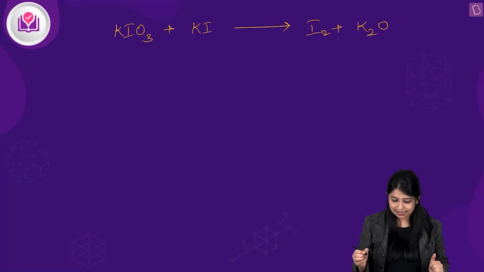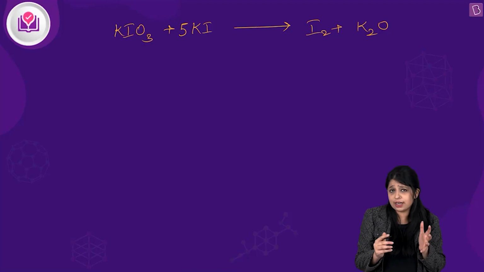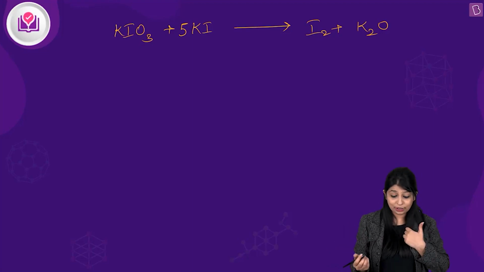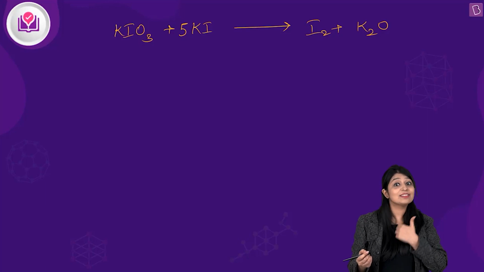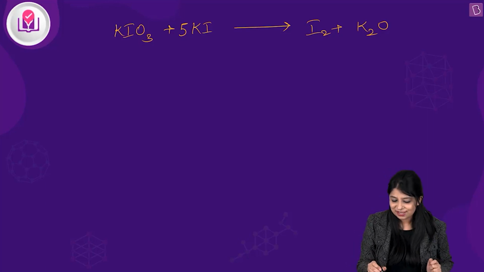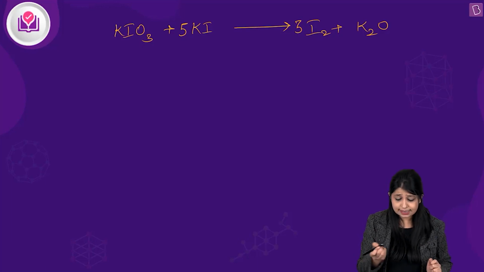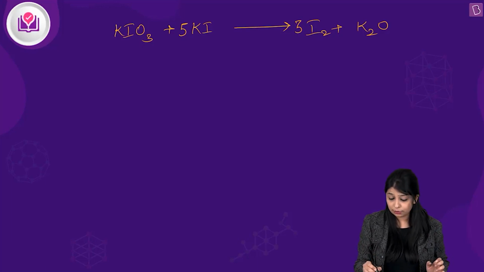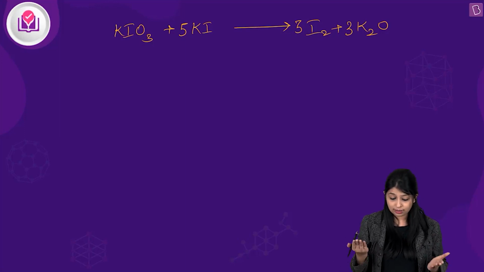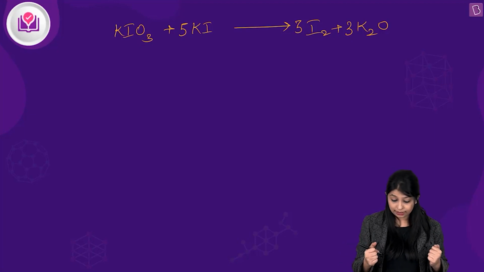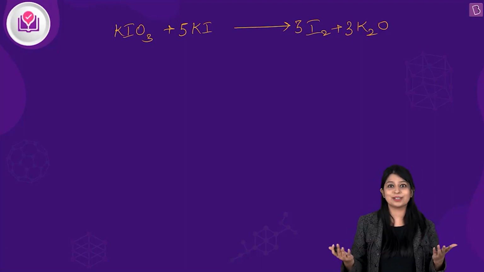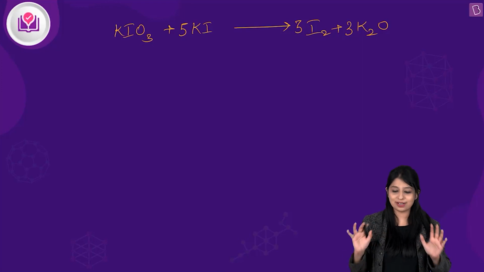Okay, so let's see what we have here. We'll have 5 in front of KI. I'm just writing the exact balanced equation because I have that liberty, but you don't. So I'll write 3 here. Let's see if it is balanced or not. There are 6 potassium atoms on the left, so I put 3 to make 6 potassium atoms on the right. And we have 3 oxygen atoms on both sides. And how many iodine atoms do we have? We have 6 iodine atoms on both sides. So yes, this equation is now balanced.